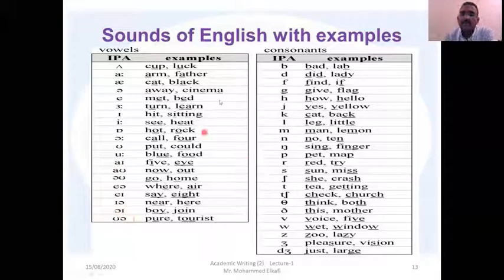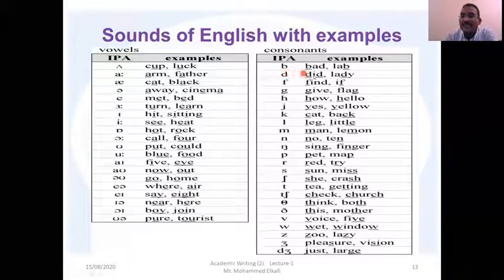Okay. So this is about the vowels. For the consonants, here we have 24 consonants. Okay, as you see, first one, ba. And as you see here, most of them are similar to what? To the English letters of consonants.